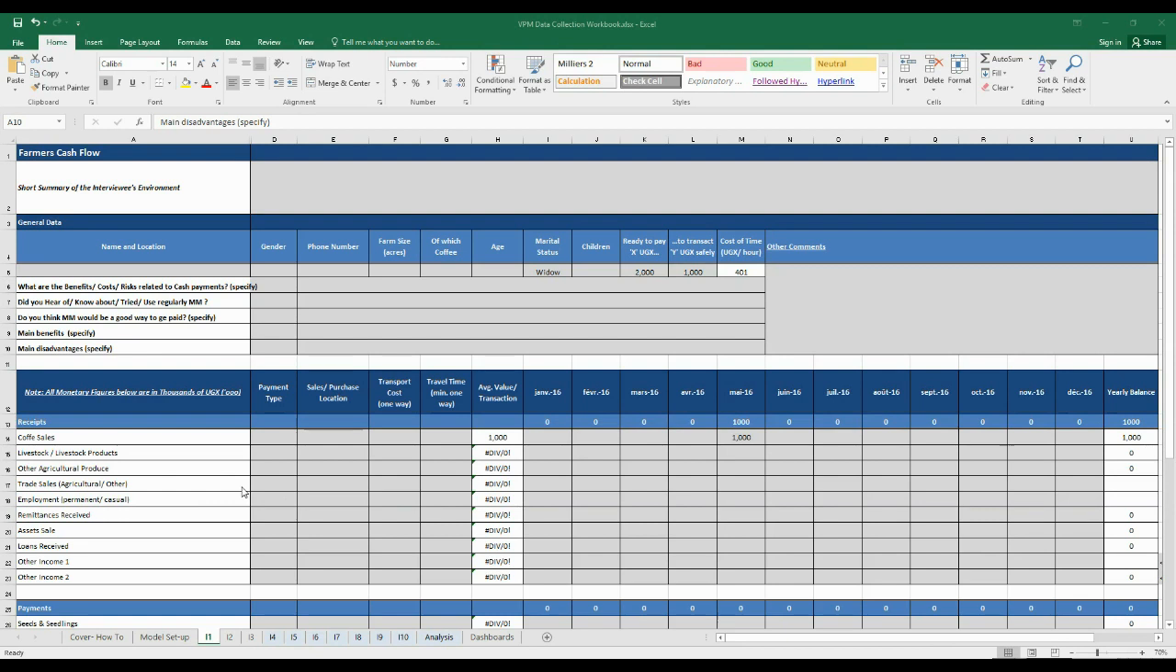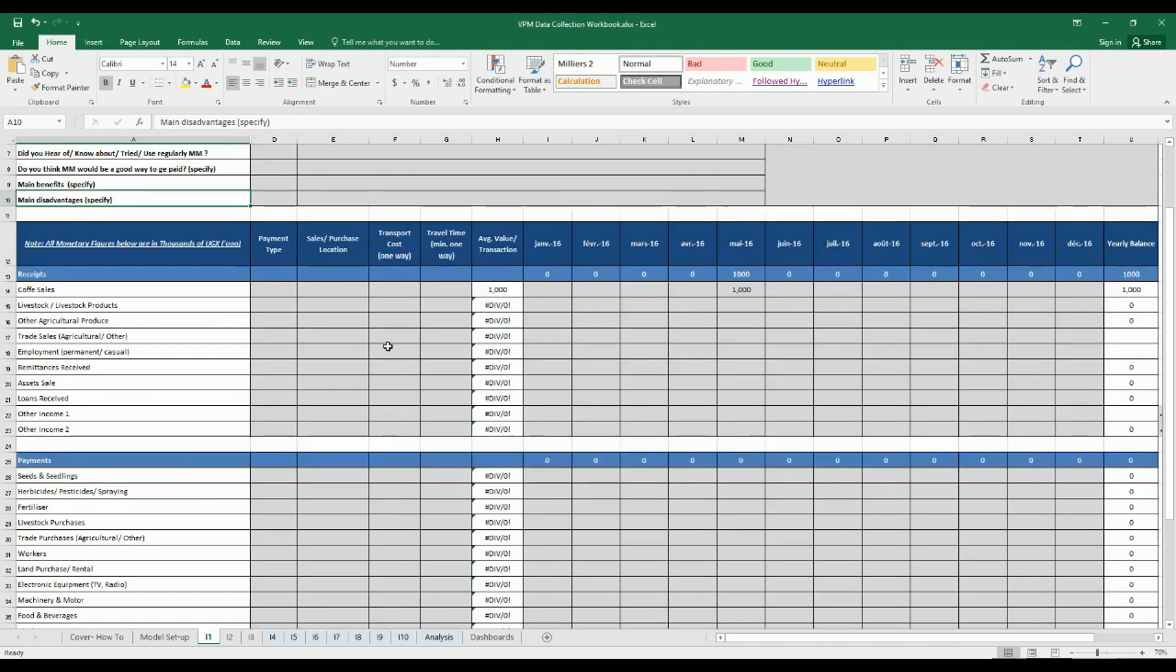So now we get to the receipts and payments. So if we just go through one row here, the first thing to ask is how are you currently paid for your coffee? So it could be cash, it could be a bank transfer, could be mobile money, or could be a mix of mobile money and cash. The second thing to discuss with the farmer would be where do you sell your coffee? So you put the location here. How much does it cost you to get there one way?